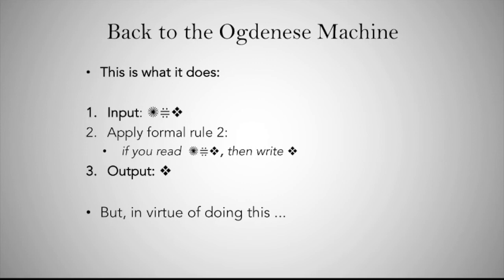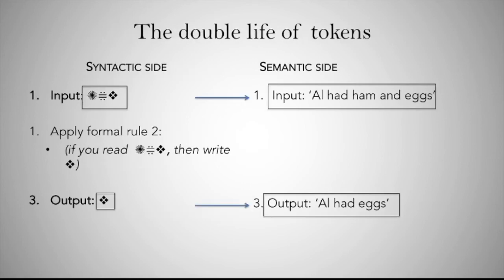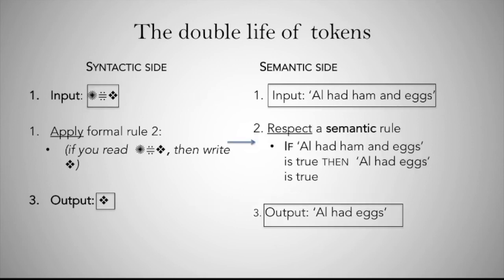But in virtue of doing this, it is doing things that make sense. It took as input, as a premise, Al had ham and eggs, and as output, it gave us a valid conclusion, which is that Al had eggs. So here you see the syntactic side, which is all that the machine is taking care of, is being kept in sync with the semantic side. So notice that the syntactic rule respects the semantic rule. The detachment rule basically respects the semantic rule that if you have A and B, then you can conclude B, for instance.